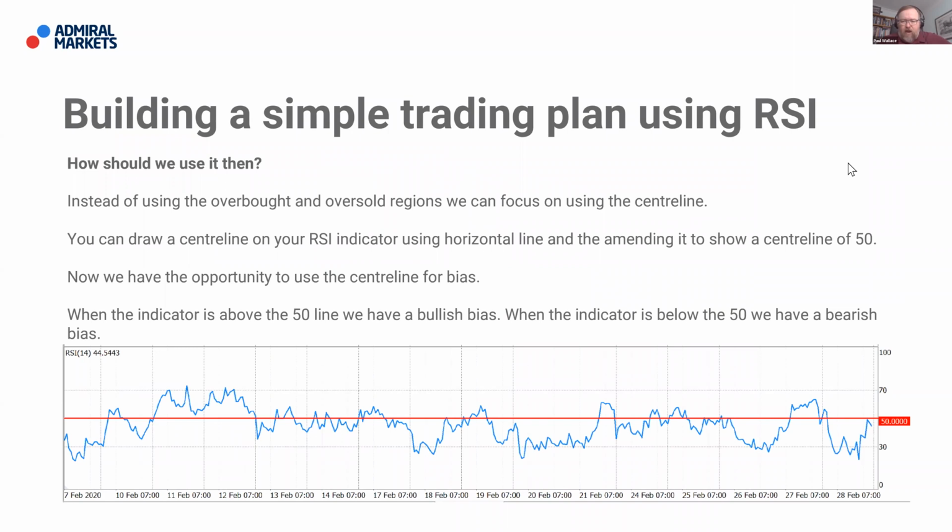So here is how we're going to start to use it. Here's how we're going to start to be interested in using the RSI.